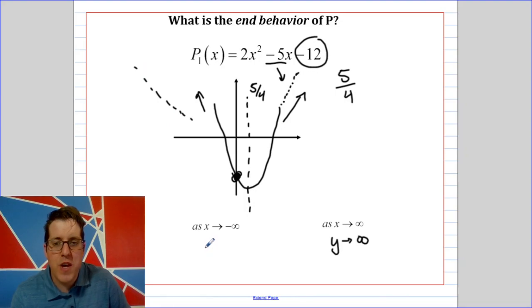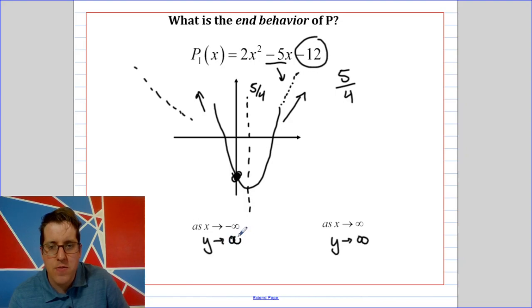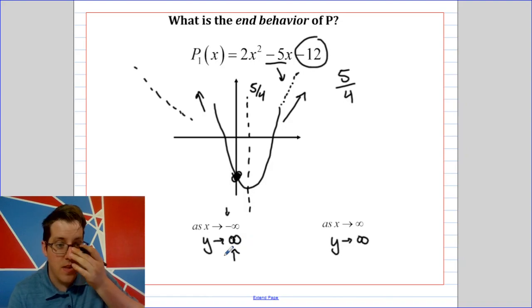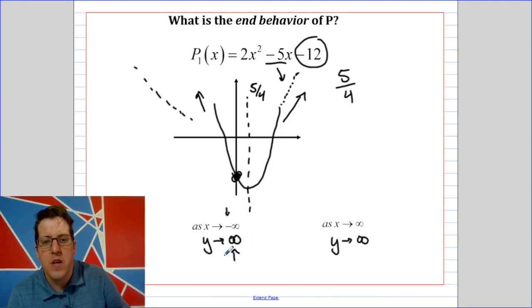Well, if you were moving to the left on the graph, the y values would continue to go up and up and up. So we would say also that y approaches positive infinity. For this unit, we're mostly going to be talking about negative infinity and positive infinity. We'll use different numbers later on in this class, and you'll also use different things in other classes.